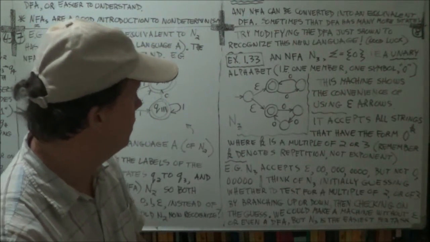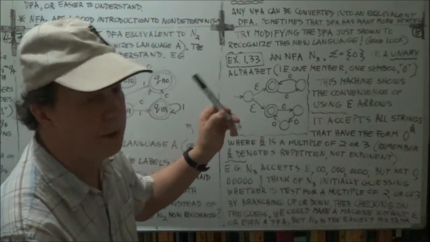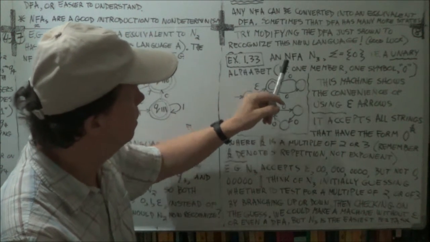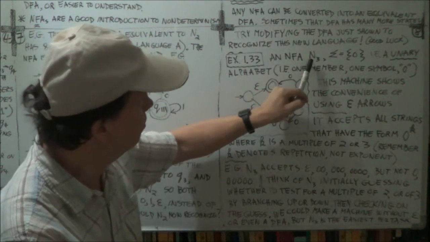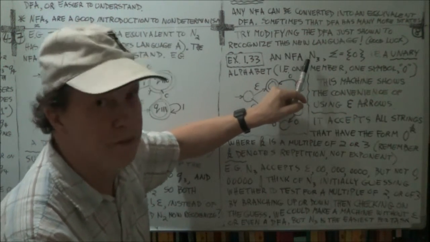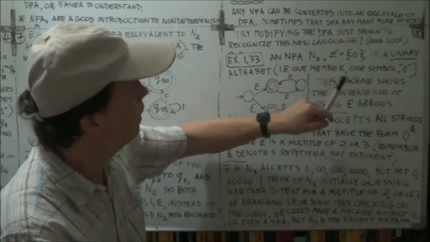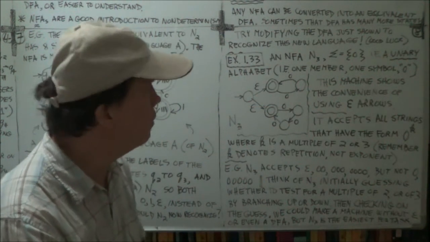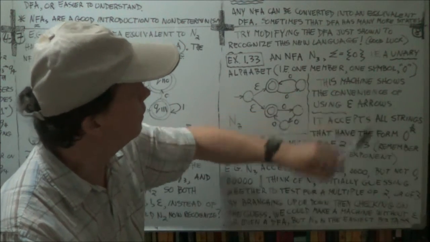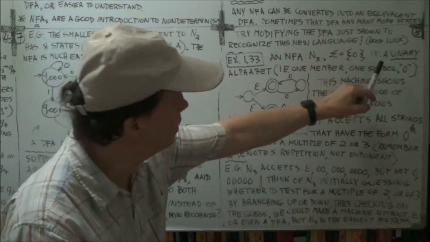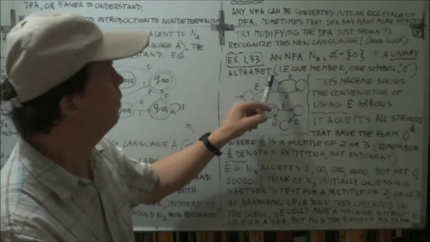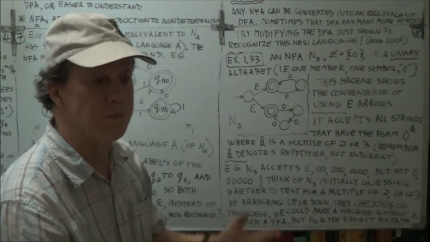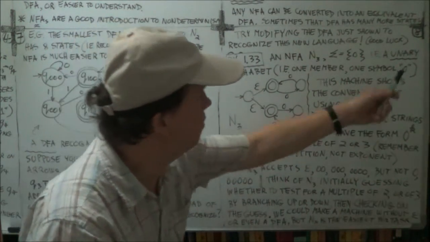All right. Okay, so now another example of an NFA. Example 1.33 in the text. So it's our third example. We'll label this NFA N3, N for non-deterministic. The alphabet now is unary. It's not even binary, right? It's unary. We only have one symbol in the alphabet. Call it 0. It could be anything, but we'll just use 0.